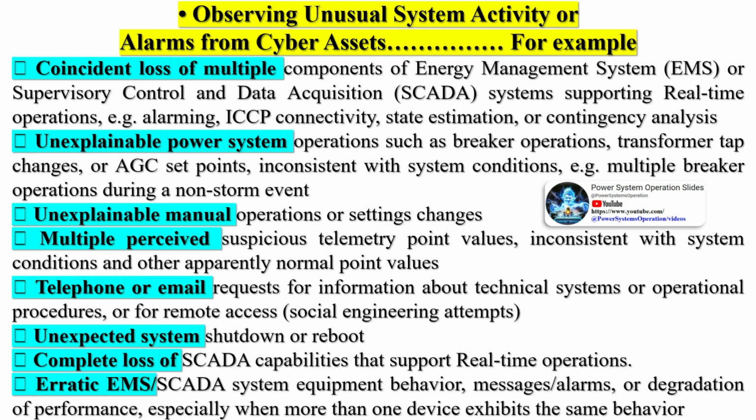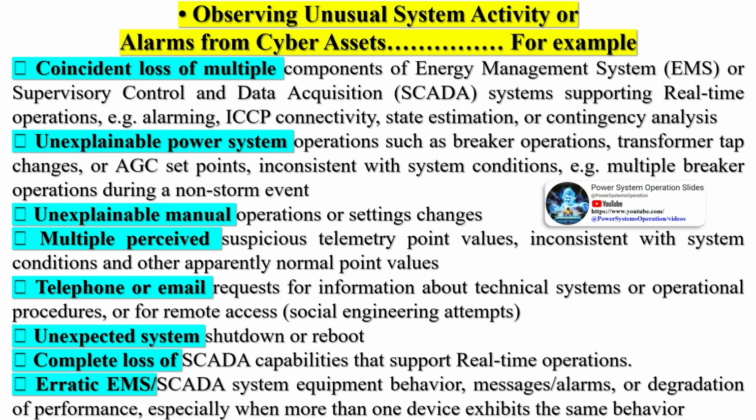E.g., multiple breaker operations during a non-storm event. Unexplainable manual operations or settings changes. Multiple perceived suspicious telemetry point values, inconsistent with system conditions and other apparently normal point values. Telephone or email requests for information about technical systems or operational procedures, or for remote access, social engineering attempts. Unexpected system shutdown or reboot. Complete loss of SCADA capabilities that support real-time operations.